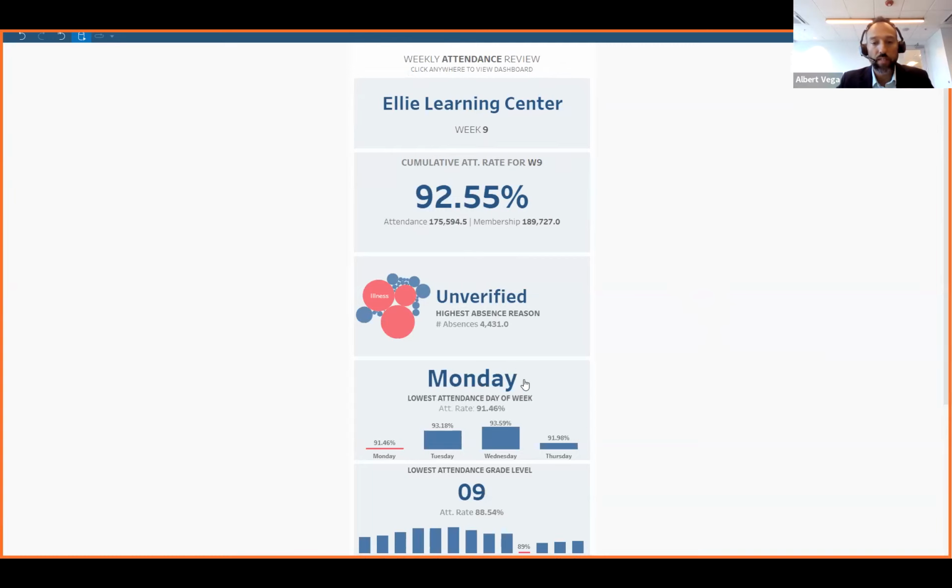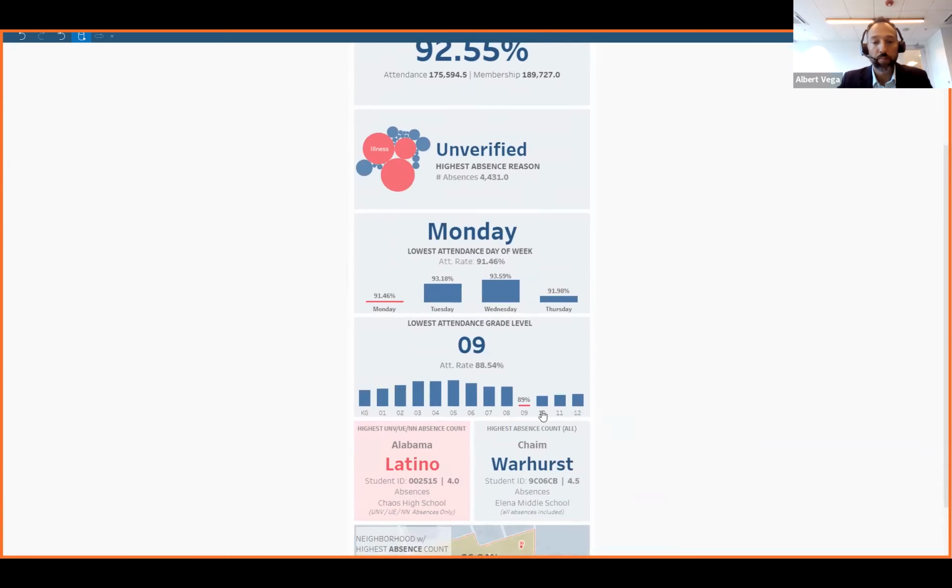One of the other things that we like to do is give them their highest or lowest attendance rate for the week, for the weekday. And you can see in this case, last week was Monday. There weren't any classes on Friday. So the lowest day of the week was Monday. Maybe they can research and figure out what's going on there.